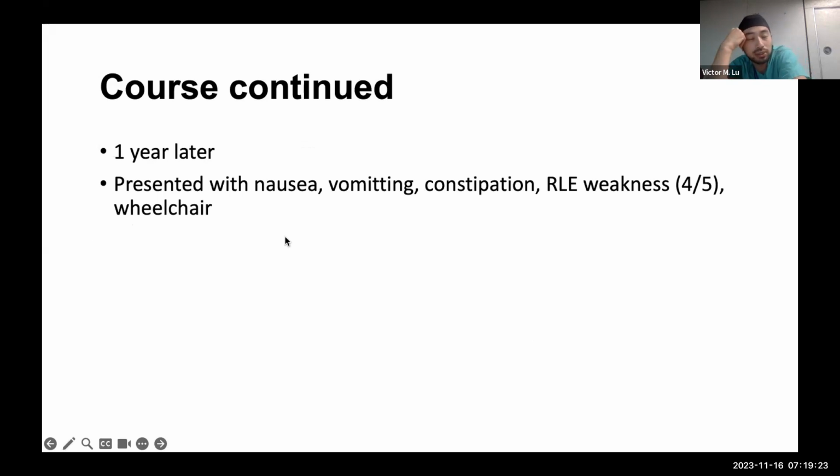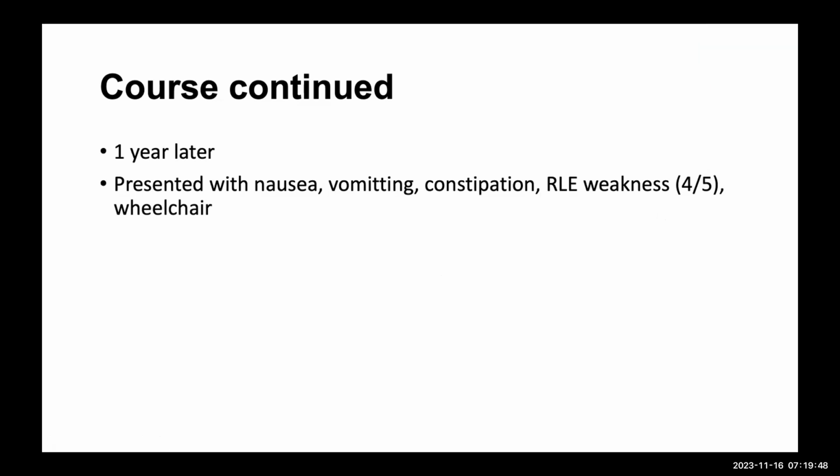So the patient continued on to his adjuvant therapy, and 1 year later, he presented with all these signs. You can see them here: nausea, vomiting, constipation, some subjective right lower extremity weakness, and was actually found at this point. What do you think is going on, and do you think there's any need for any more imaging at this point? So I think some of the constitutional symptoms may be secondary to chemotherapy, but if he's truly having right lower extremity weakness and is wheelchair bound, then I think that warrants getting a repeat MRI.